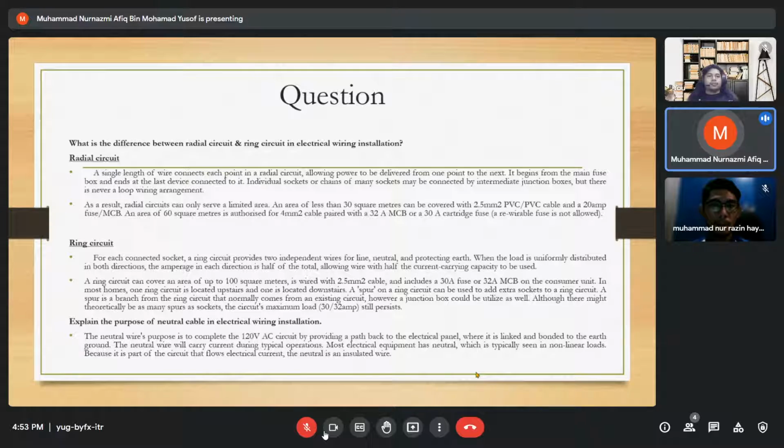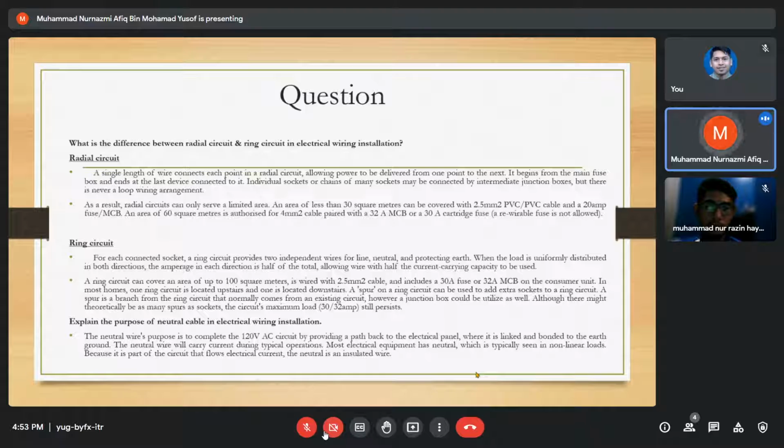An area of less than 30 square meters can be covered with 2.5 millimeter square PVC cable and a 20 amp fuse or MCB. An area of 50 square meters is authorized for 4 millimeter square cable paired with a 32 ampere MCB or a 30 ampere cartridge fuse; a rewireable fuse is not allowed.